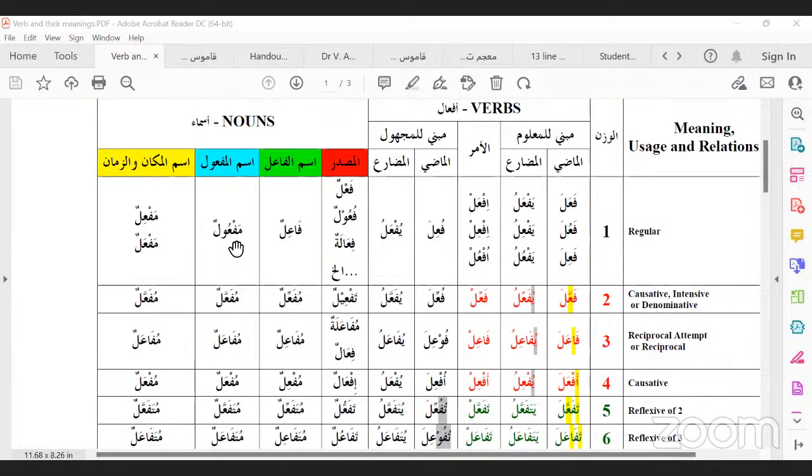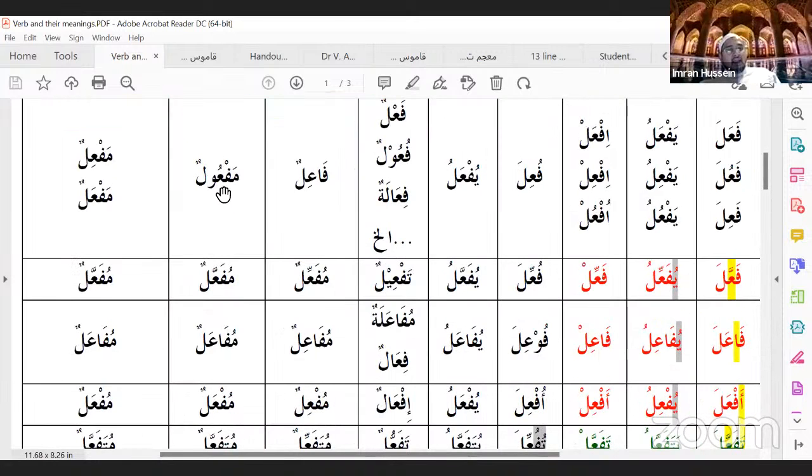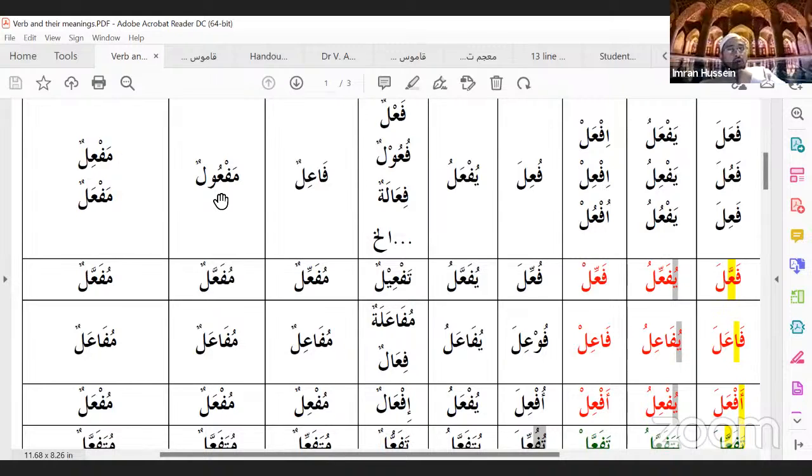So the first letter, the fa kalima, gets a sukun, and after the ayn, you add a waw. Kataba, maktubun. You know, alima, he knew. Alimun, a person who knows. Ma'lum, the thing which is known.